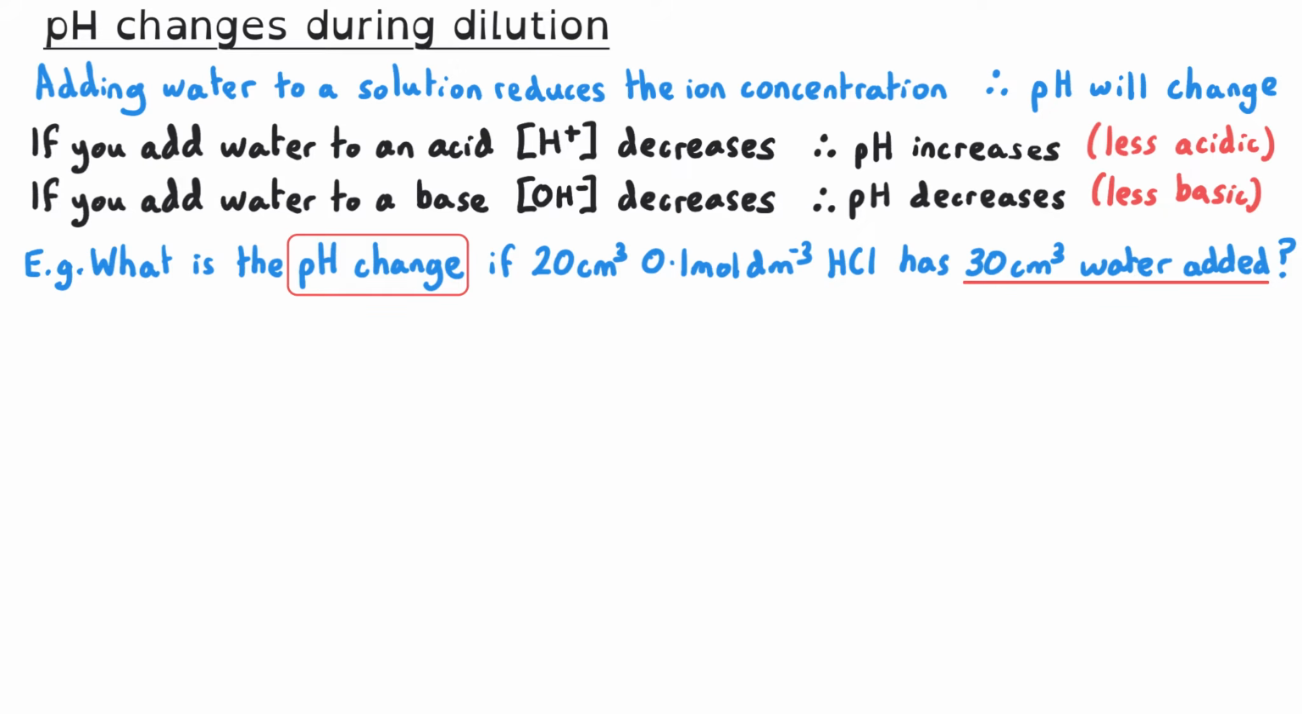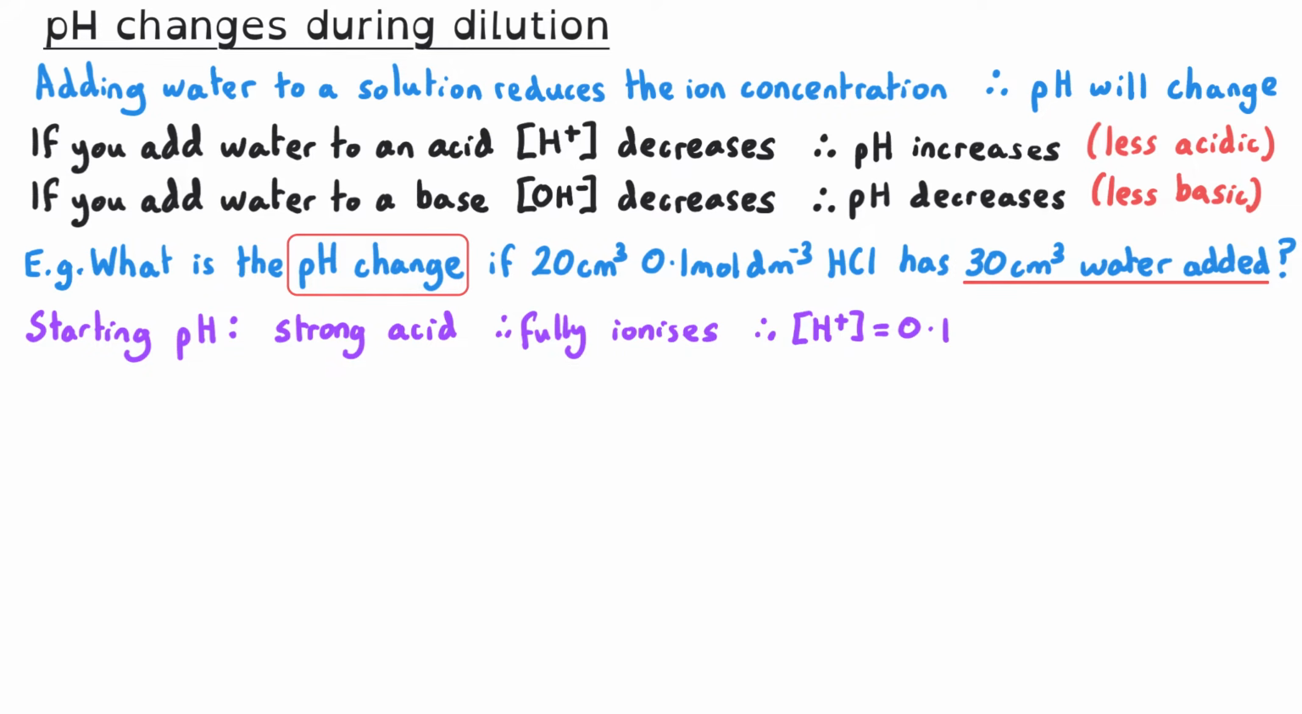Since we're being asked to work out a change, we need to know what the pH starts at. We're working with hydrochloric acid, which is a strong acid, therefore it will fully ionize in solution, and therefore the hydrogen ion concentration will be the same as the hydrochloric acid concentration, and so it will be 0.1. And pH is the negative log of the hydrogen ion concentration, and so this gives us a starting pH of 1.00 to 2 decimal places.